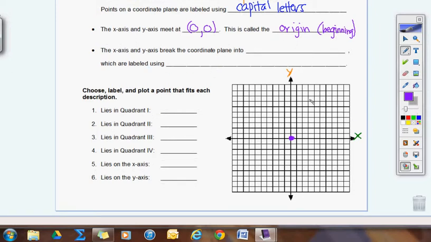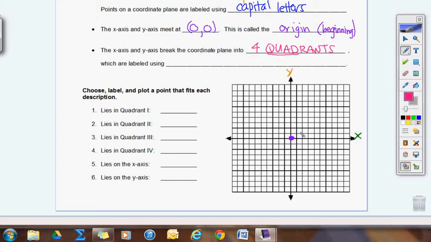Next, the x and y-axis break the coordinate plane into, so if we look at the x and the y-axis, we're breaking that coordinate plane into 4 different regions, which we call quadrants. And that root word quad means 4. Okay. And so if I look at where these cross, right here there's the origin.